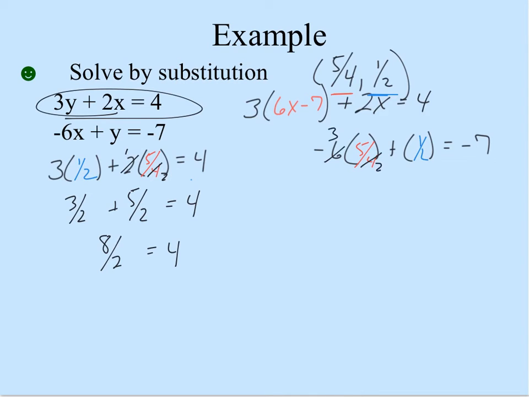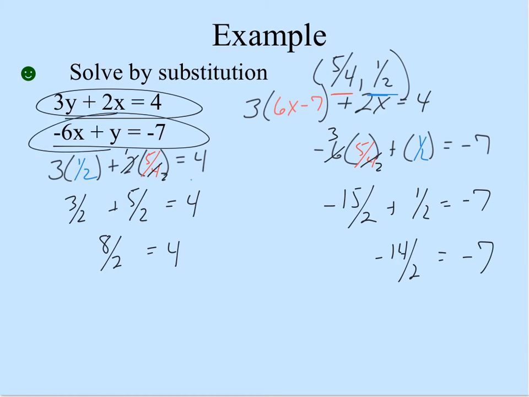Here I do my canceling. So I have negative 15 halves plus 1/2. Does that equal negative 7? Well, of course that equals negative 14 halves, which does in fact equal negative 7. So it is true for my second equation. So this is the solution to the system of equations.